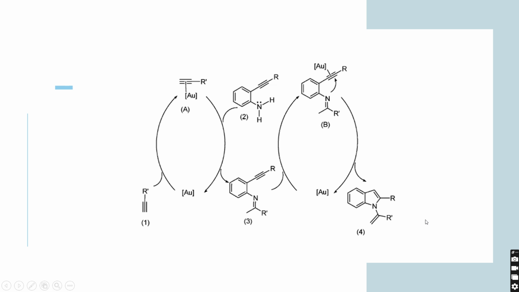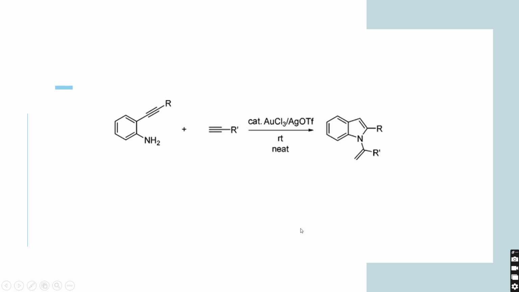Now moving to the question from the topic, hydroamination in presence of gold catalyst. Okay, so what happens, always remember, whenever we have gold catalyst or silver catalyst, activation of alkyne will happen first. So we have two different alkynes as substrates in the reaction. Let us see how the reaction is initiated.